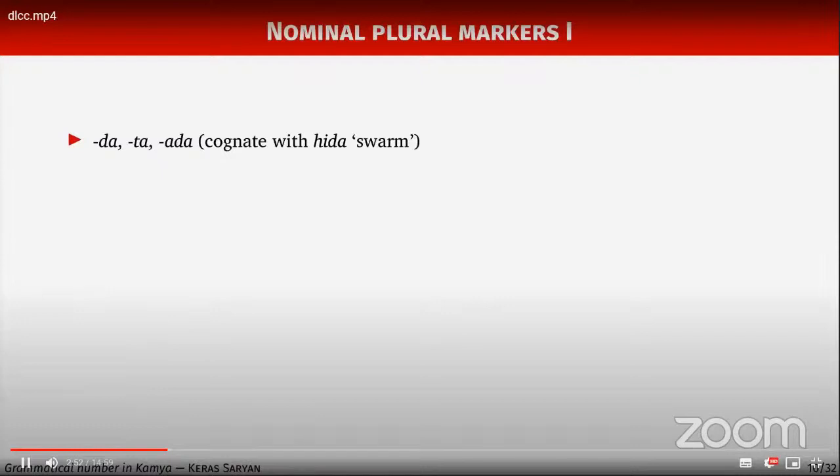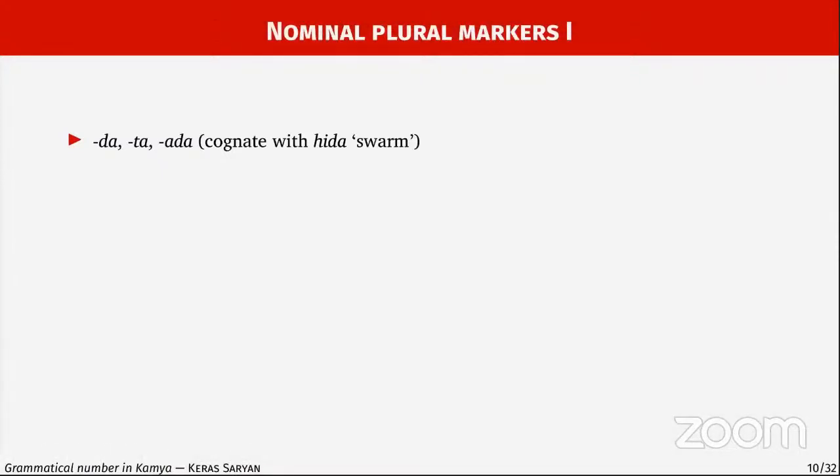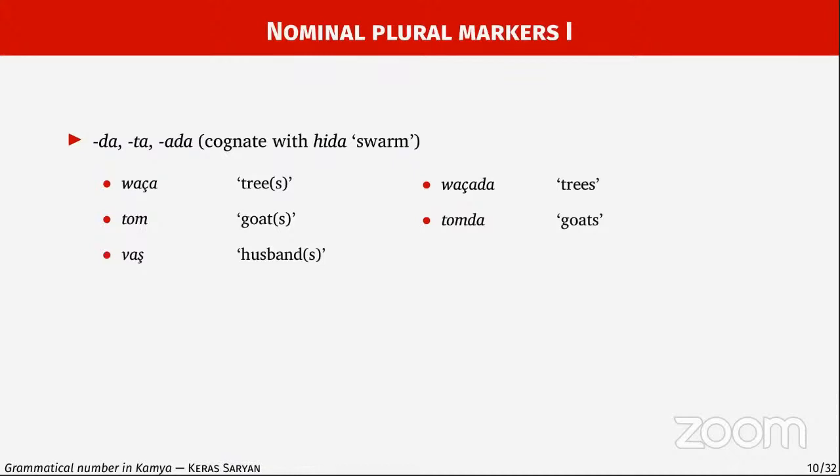Anyway, okay, so as these examples show you, the nominal plural marker, the regular plural marker for nouns, has one of 3 forms, so da, ta, or ada. So after vowels, you get da, so wacha, wachada, and also after sonorants, so tom, tomda. Then with certain monosyllabic words that end in certain voiceless consonants, you get ta, so vash, vashta.